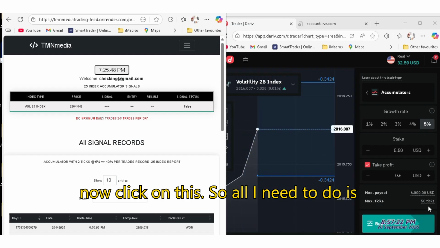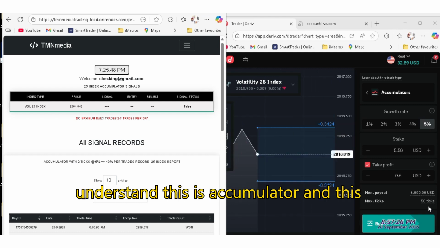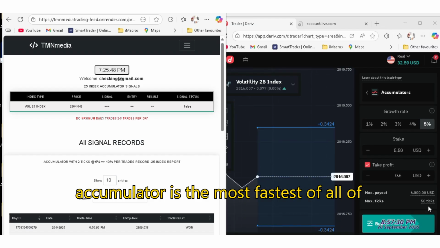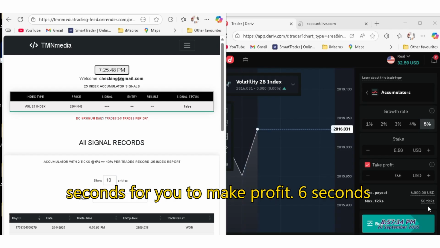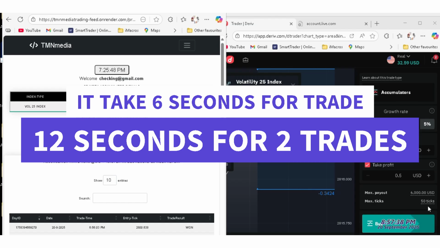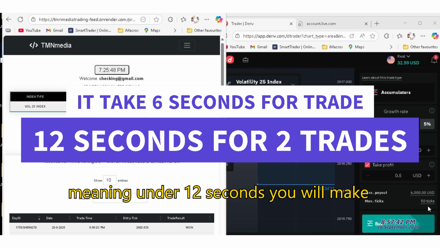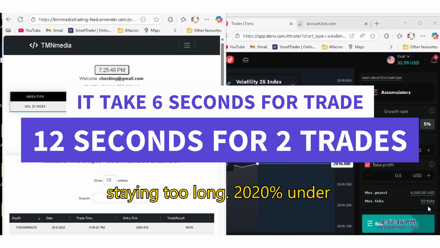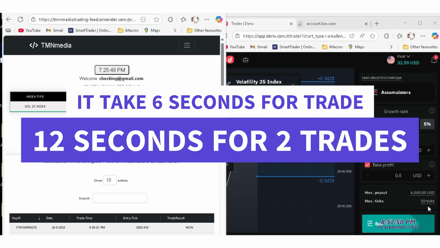So all I need to do is to click on buy. Now I need you to understand this is accumulator, and this accumulator is the fastest of all of them. It takes only 6 seconds for you to make profit. Under 6 seconds, you will make 10%. Meaning under 12 seconds, you will make 20%. Are you getting it? You are not staying too long. 20% under 20 seconds. You are done.